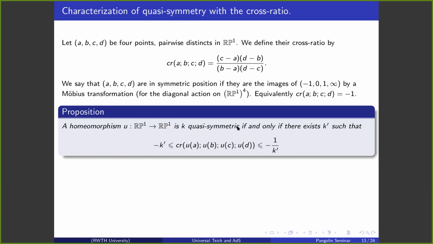Okay, and you can show that quasi-symmetry, meaning being the boundary value of a quasi-conformal diffeomorphism, is the same as this bound there, that if you started with 4 points in a symmetric position, if you take the image by a quasi-symmetric homeomorphism, the cross ratio stays bounded. And so also the bound K prime there is not the same K as the K of the K quasi-conformality, right? But those two are related. In particular, K goes to infinity if and only if K prime goes to infinity. So you lose quasi-symmetry in the sense of the boundary value of a quasi-conformal diffeo, if and only if you lose quasi-symmetry for this characterization.